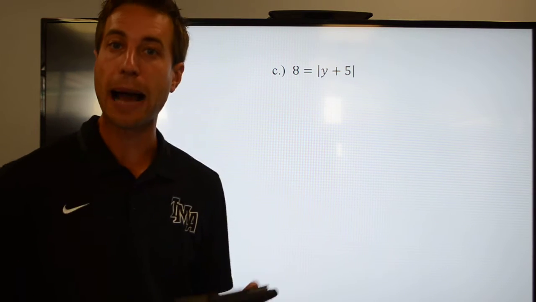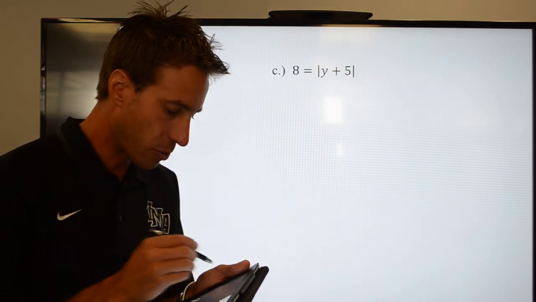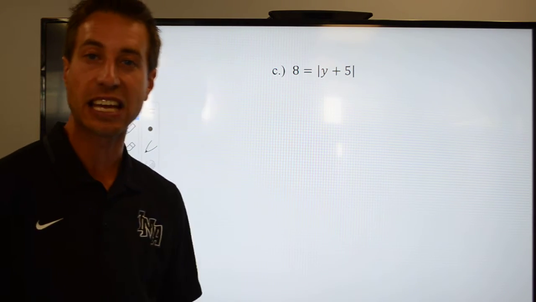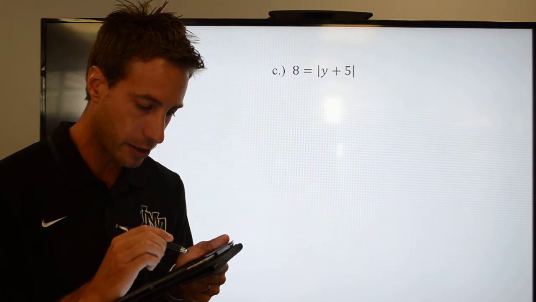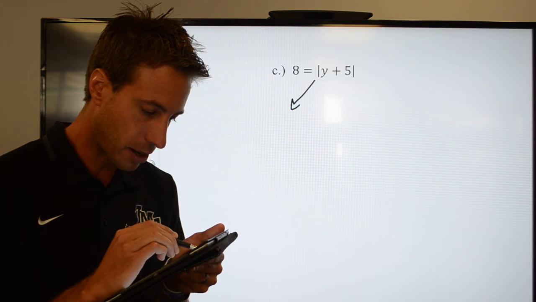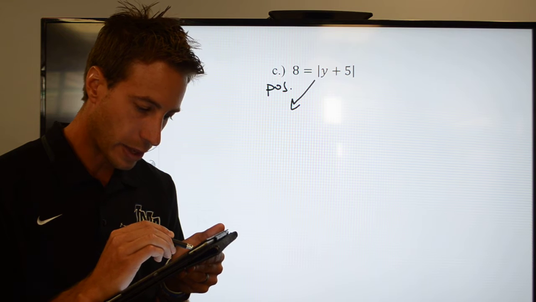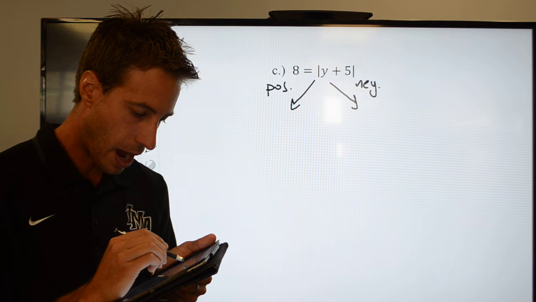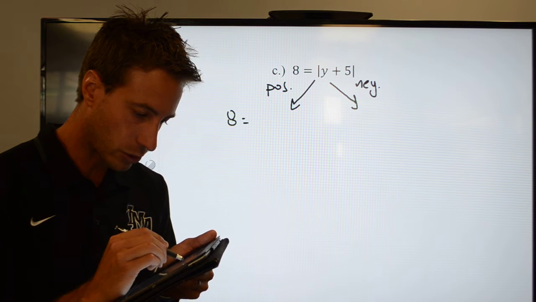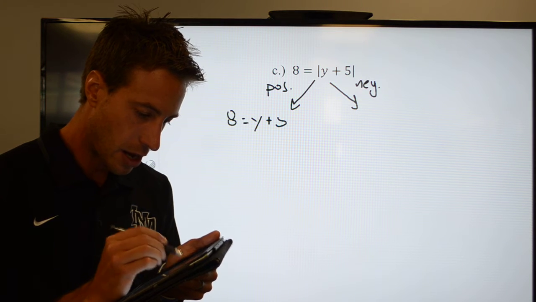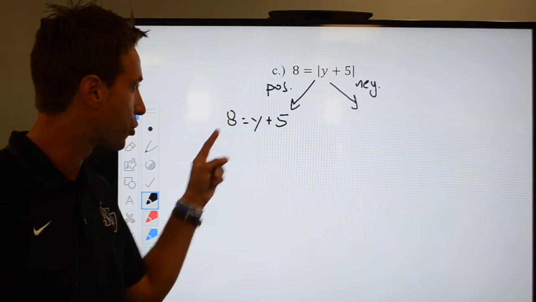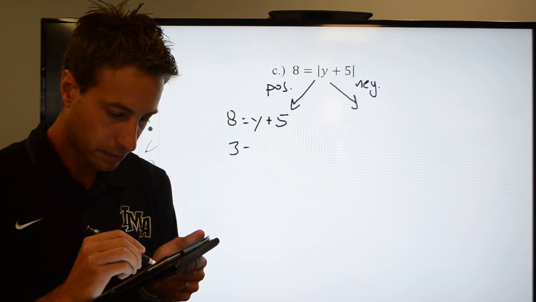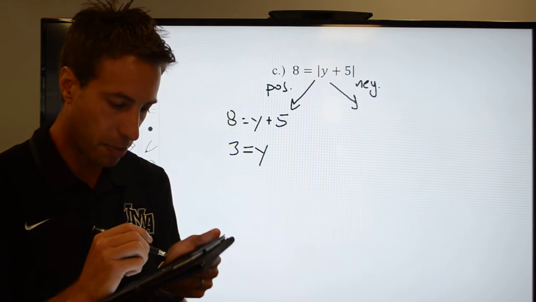8 is equal to the absolute value of y plus 5. Remember, we said the way these work, you have to solve two equations. You must account for the positive and the negative options when it comes to absolute value. So that's what we're going to do. We have the positive. We have the negative. Here we go. I'm going to have 8 is equal to y plus 5. Solve this one right away. This is an easy one. Subtract the 5 to the other side. We're going to have 3 equal to y. Symmetric property to flip it.